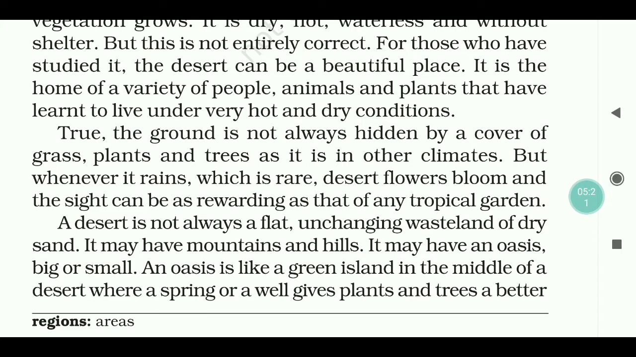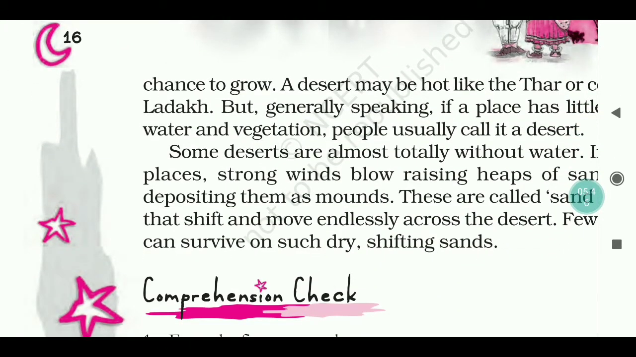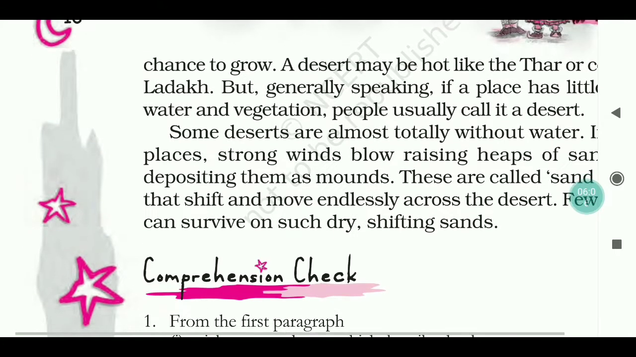It may have an oasis, big or small. What is an oasis? An oasis is like a green island in the middle of a desert, where a spring or a well gives plants and trees a better chance to grow. So an oasis is a fertile place with water and plants. Amidst the desert we can find an oasis. So a desert may be hot.